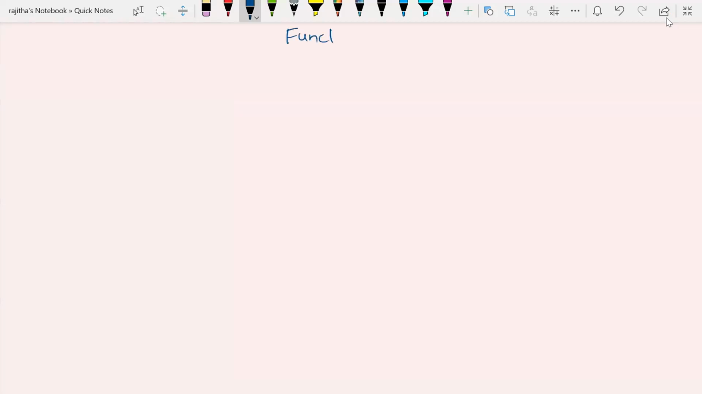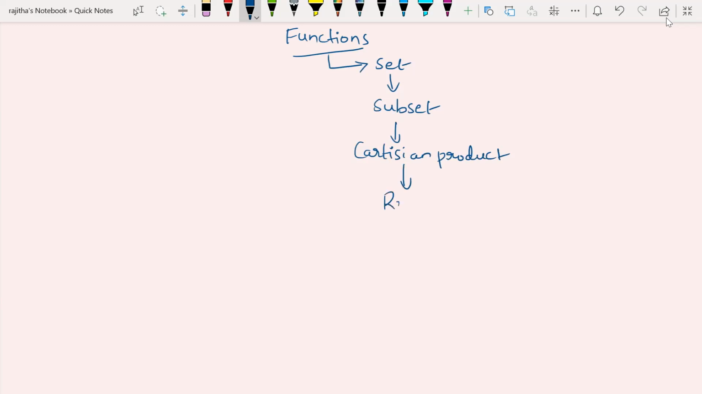Before I start functions, what is the actual definition of a set? After that, what is a subset? After that, what is the Cartesian product? After that, what is a relation? After that, what is a function?